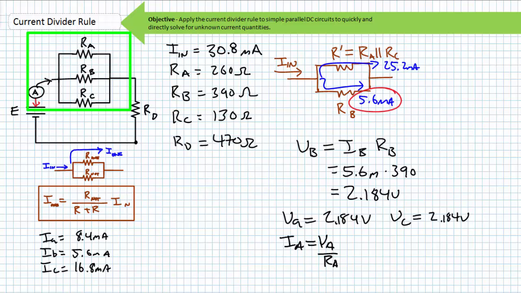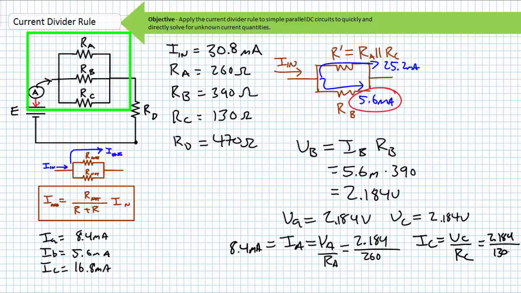IA equals VA divided by RA. Substituting in the necessary values, we again find IA equals 8.4 milliamperes. IC equals VC divided by RC. Substituting in the necessary values, we again find IC to be 16.8 milliamperes. We got the same answers and never ran the risk of either being gored by a horn nor falling off a cliff. Regardless of the method we used, the largest current travels through the smallest resistor. The smallest current travels through the largest resistor, and all incoming current is divided between the parallel paths. IN equals IA plus IB plus IC.